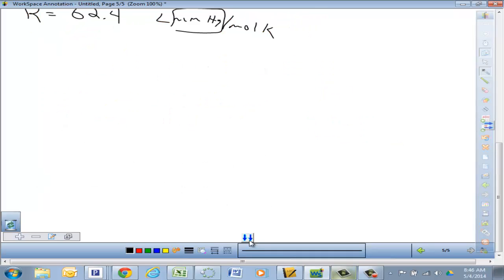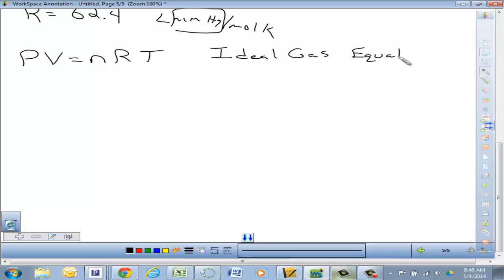What I want to do is go back to our PV equals nRT, because we can actually solve for a couple of other equations. And this equation right here is really just going to be the ideal gas equation.